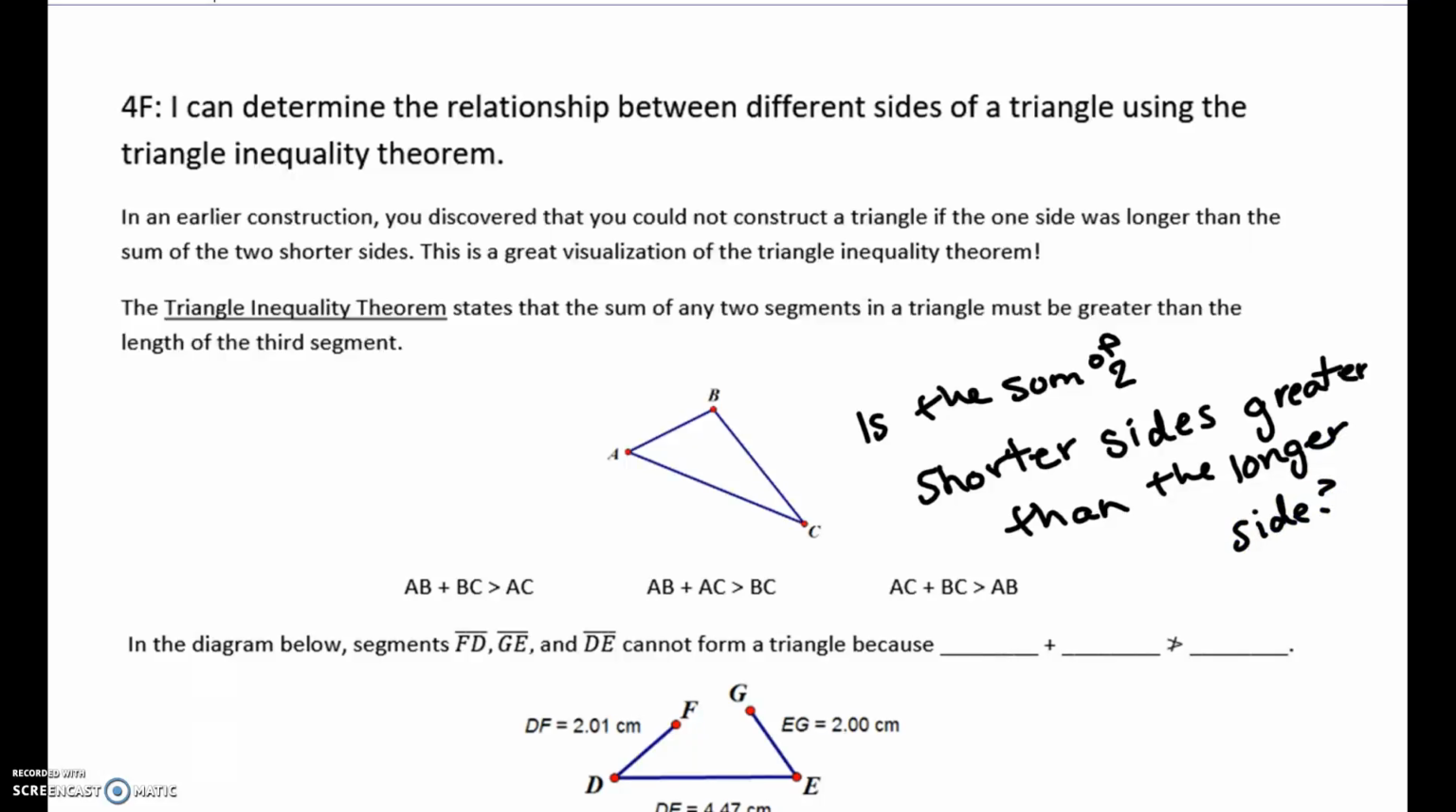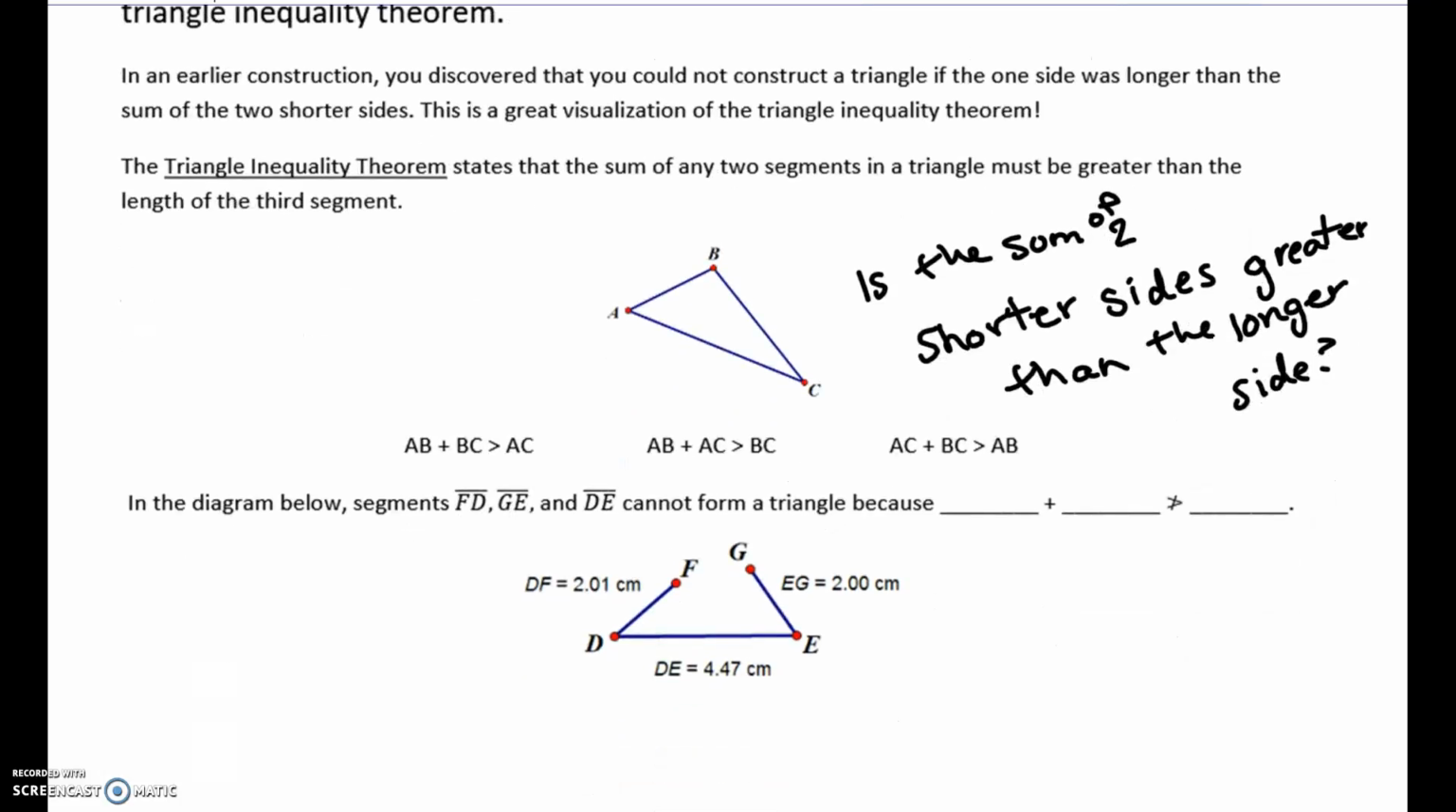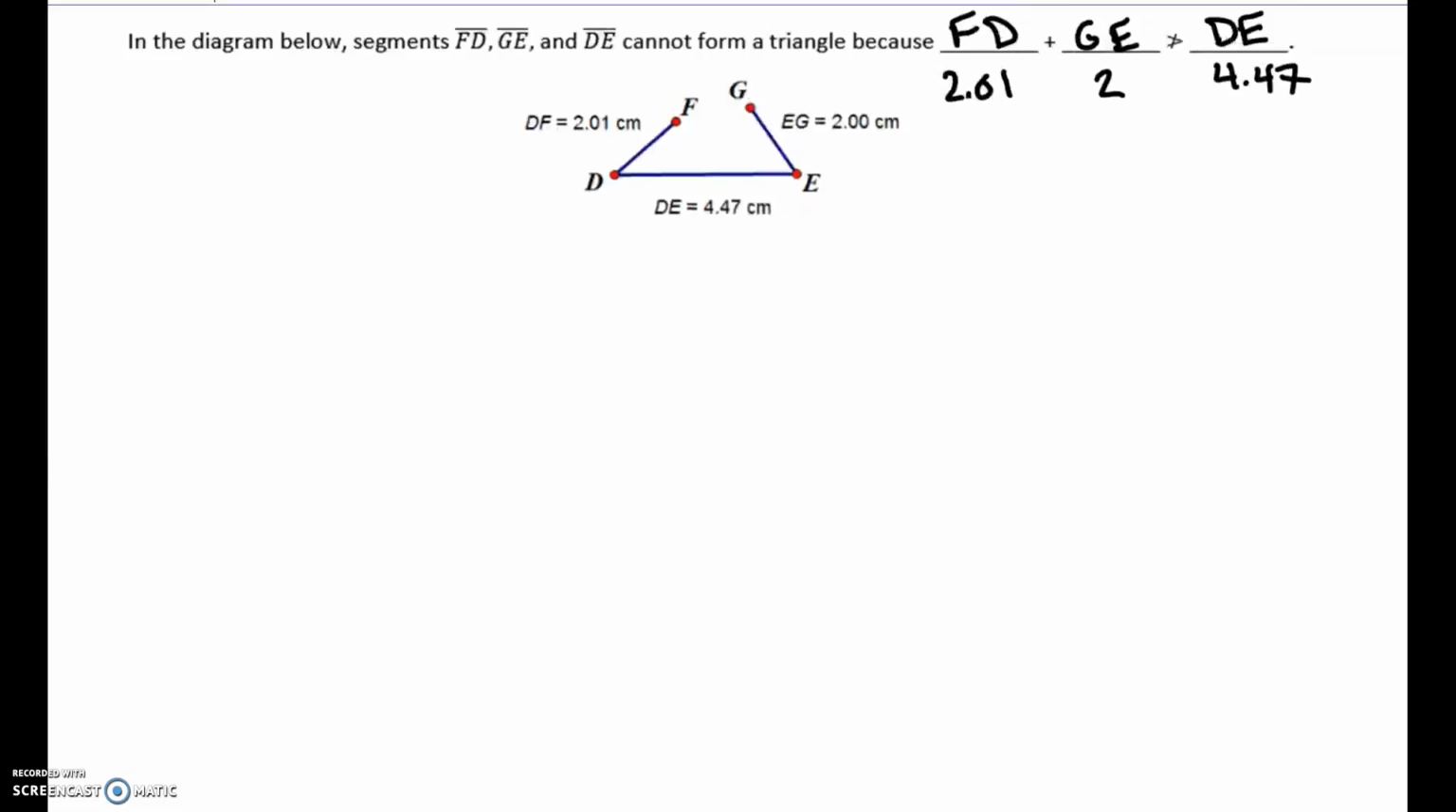So for example, down here we've got a lovely attempt at a triangle where we notice that FD, which is a length of 2.01, and GE, which is a length of 2, is not in fact greater than DE, which is itself a length of 4.47. And because of that, we can't create a triangle. Now in MML, you're going to see some examples where you're going to have to test to see, is this a triangle? Let's look at some examples.